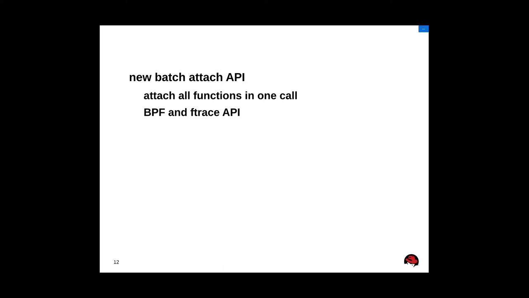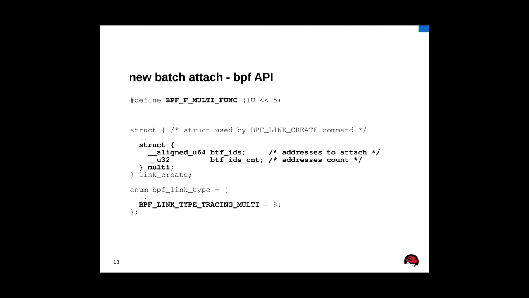So yeah, we are adding the new batch attach API that can attach all functions in one call, and that interface has actually a BPF part and the new ftrace API part. Let's start with the BPF. At the moment, as I said, there were two patch sets already posted. So this is so far how the interface looks like.